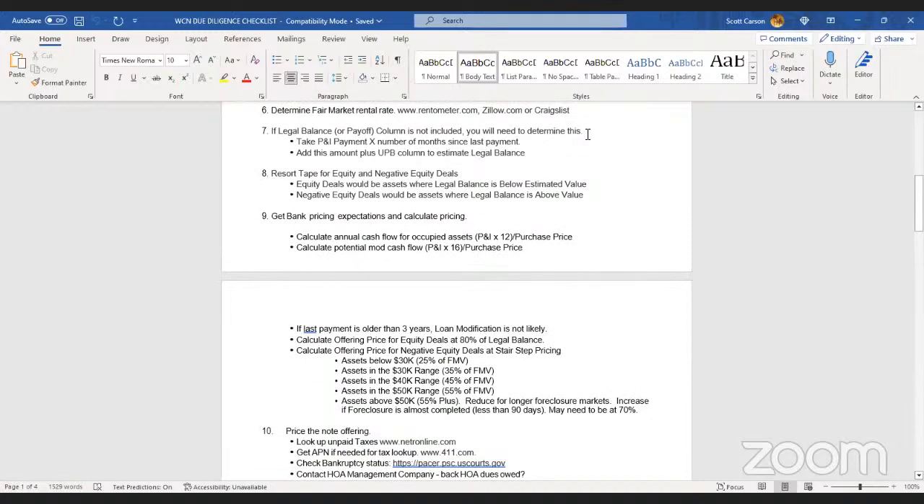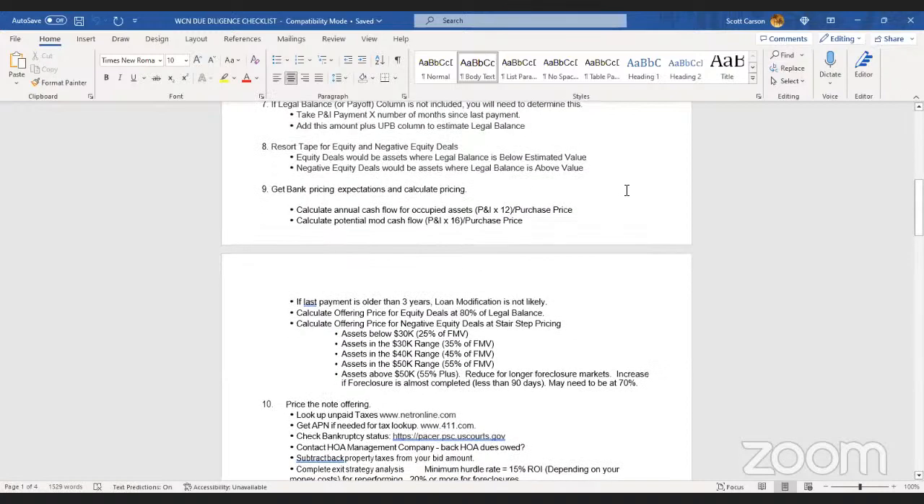Number 8, I'm going to refilter the tape, resort the tape for equity. Equity deals will be assets where the legal balance is below the estimated market value. If it's an equity deal, I'm probably going to have to be somewhere around 75, 80 cents of the unpaid balance, or the legal balance, in a non-performing note. Negative equity deals would be assets where the legal balance is above value, then I can be at the stair-step method, the 50, 60, 70 cents on the dollar, depending on where it's located and what state they are in for foreclosure.